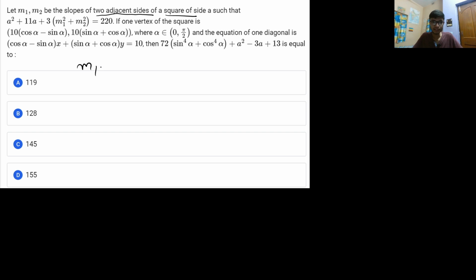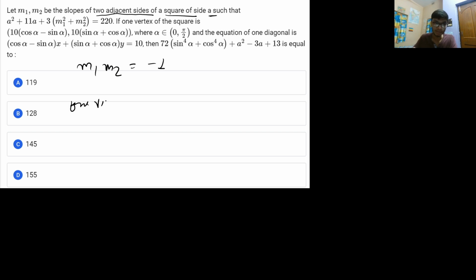So from the very first thing, if m1 and m2 are the slopes of the two adjacent sides of a square, then I can definitely write that the product of their slopes is equal to minus 1, because for perpendicular lines the product of the slopes is equal to minus 1. That's a very tedious thing. It also says that the square has a side a, such that a square plus 11a plus 3 tenths of m1 square plus m2 square is equal to 20.